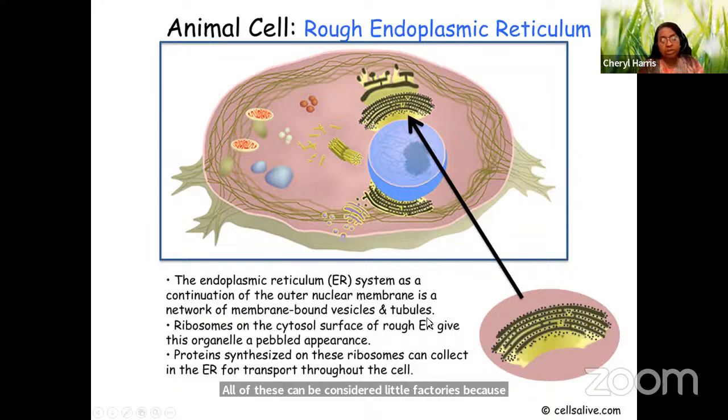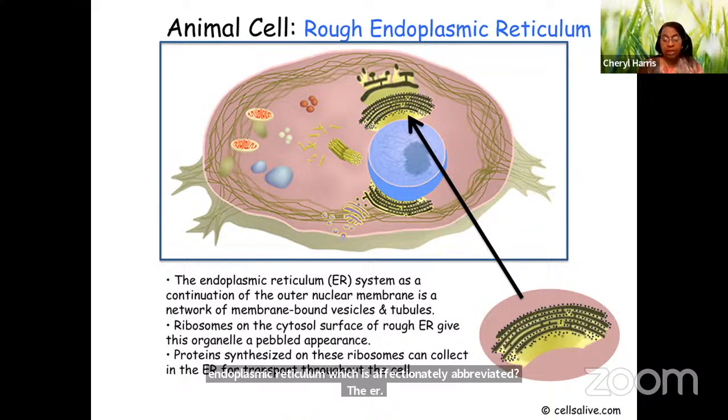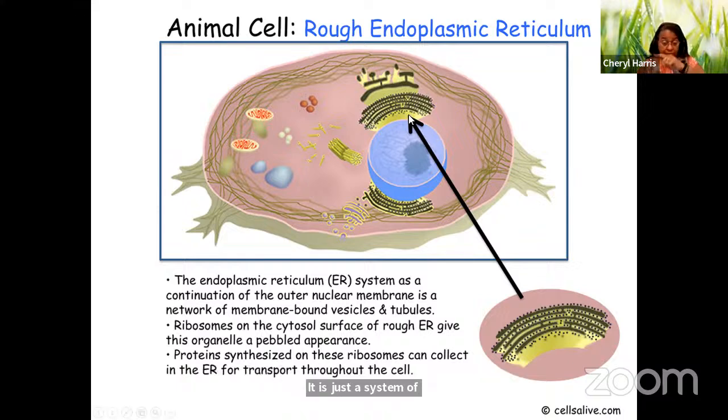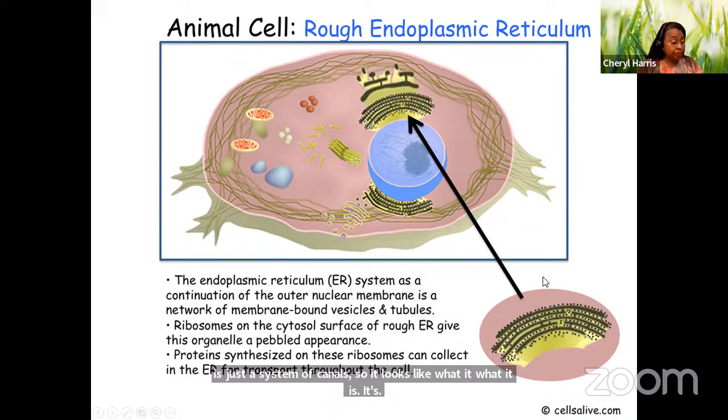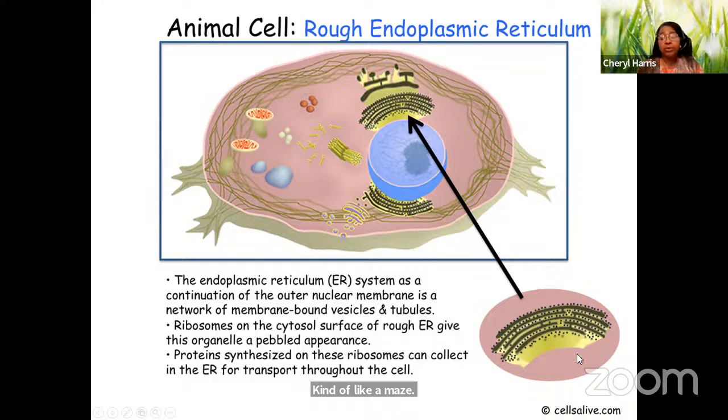Except the endoplasmic reticulum, which is affectionately abbreviated the ER. It is just a system of canals. So it looks like what it is. It's kind of like a maze, and it's a passageway. But it is made of a membrane. Okay, and the ribosomes are sitting on the membrane.